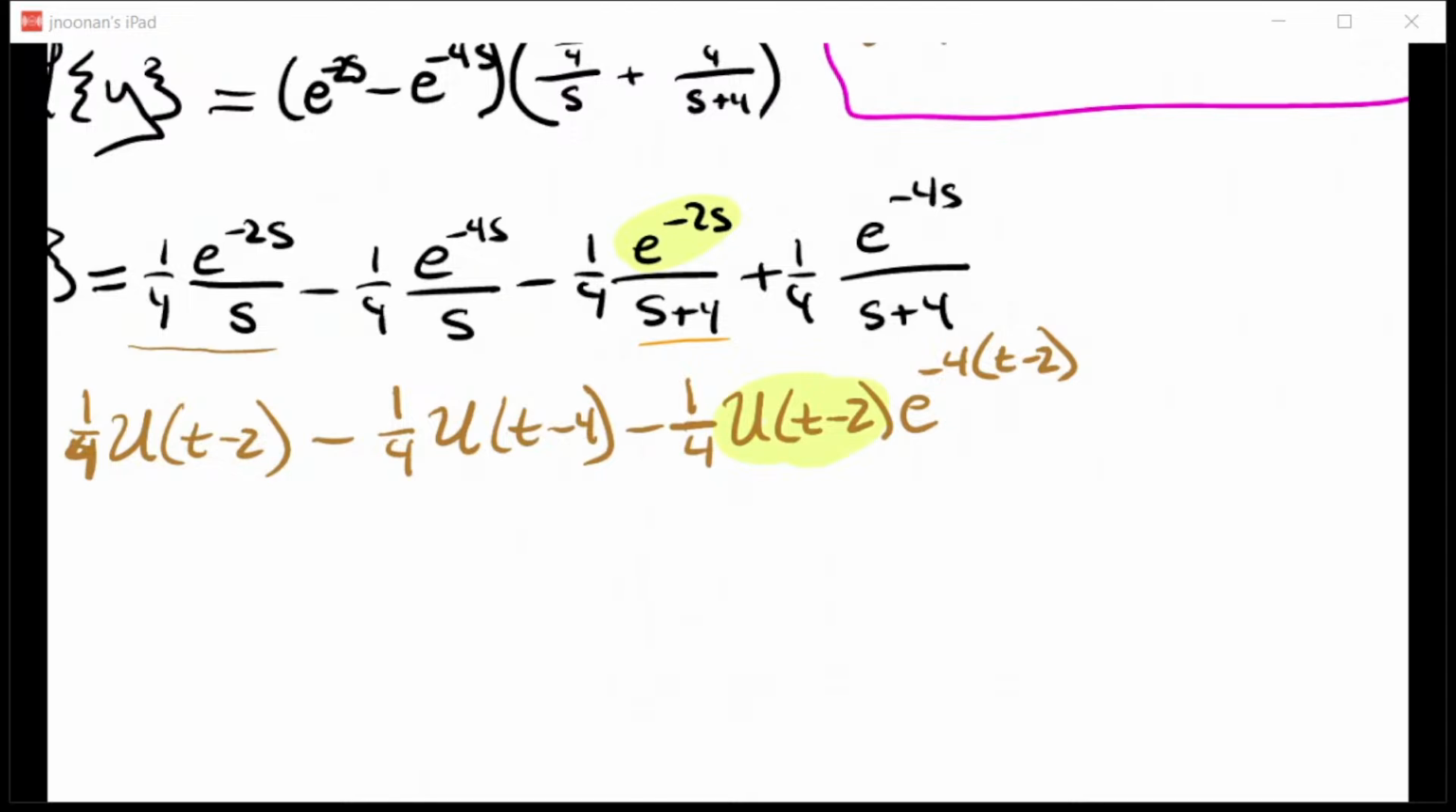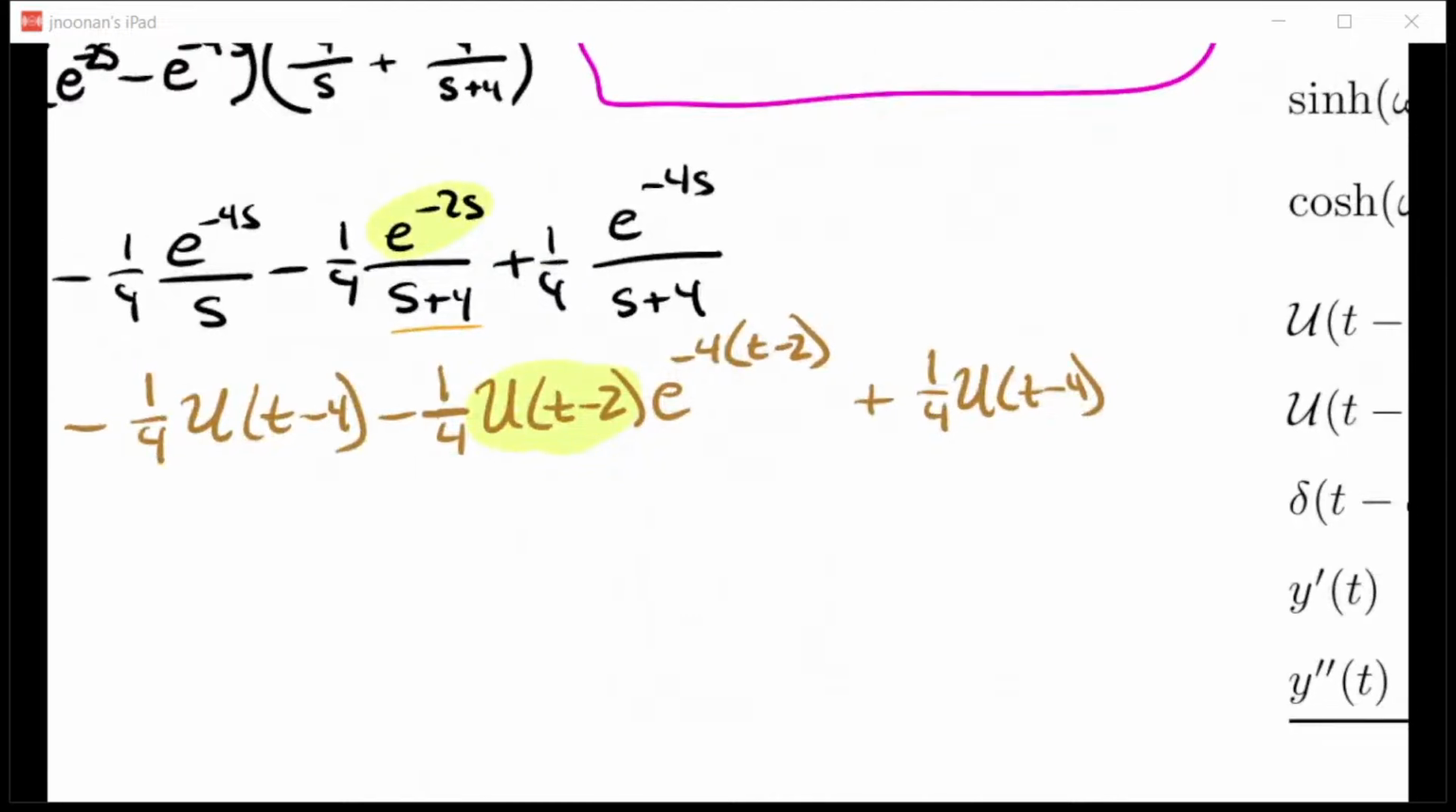All right, let's try the last one. I know this is hard, so take your time. We'll do this last one plus. Rostin, what do you think that last piece there? Can you do that one? Plus 1/4 u of t minus 4 times e to the negative 4 times t minus 4. Yeah, perfect. Good.